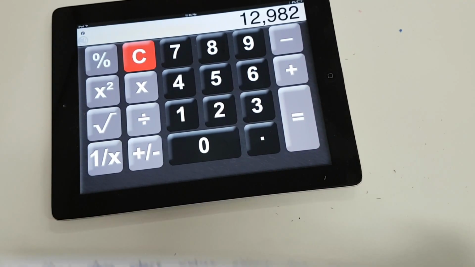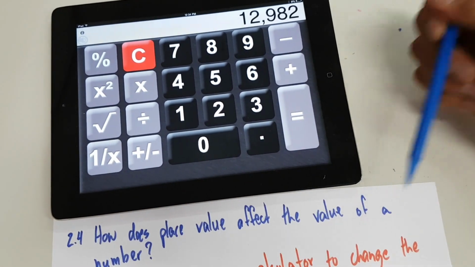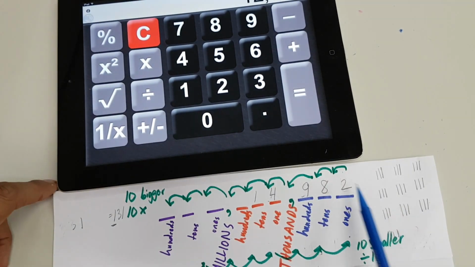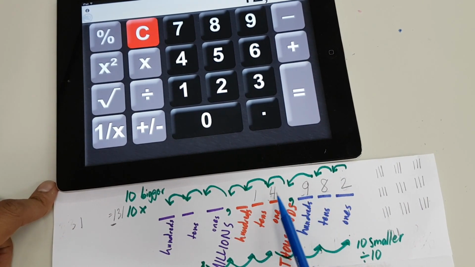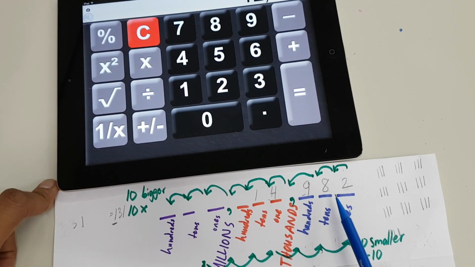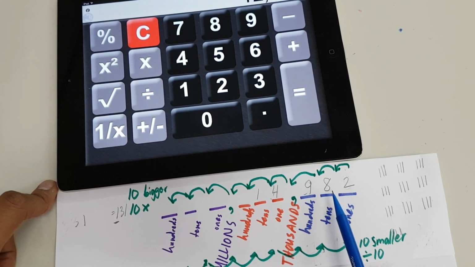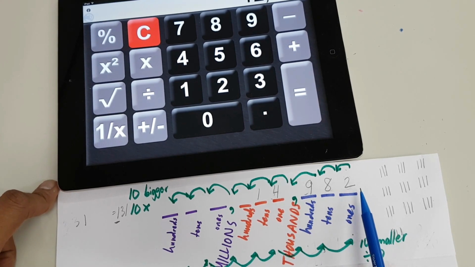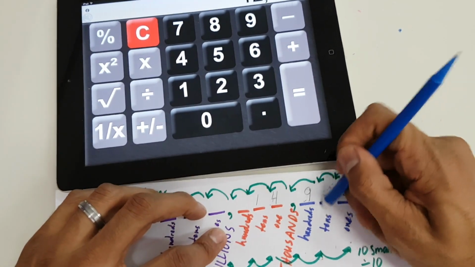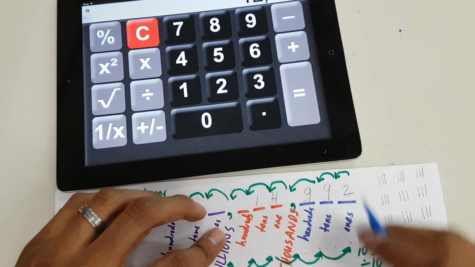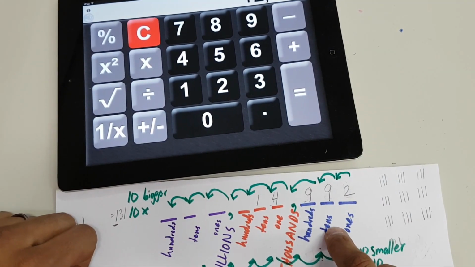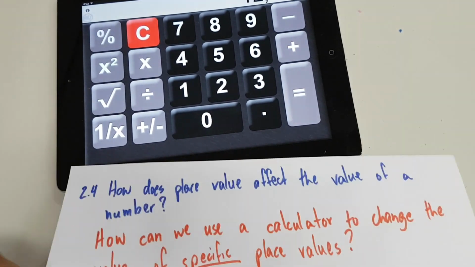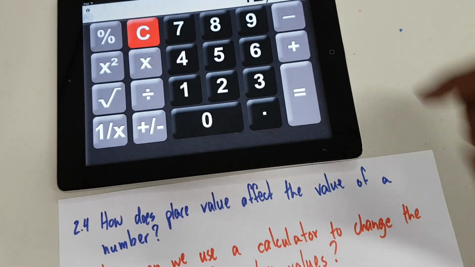Okay, so today, in 2.4, we talked about how does place value affect the value of a number. When the place value moves to the left, it gets 10 times bigger, and 10 times bigger, and 10 times bigger. So although you might see the same digit, when it's to the left, it's getting 10 times bigger. As it goes to the right, it's getting 10 times smaller. So in 14,992, these 900s are actually 10 of these 9 tens.